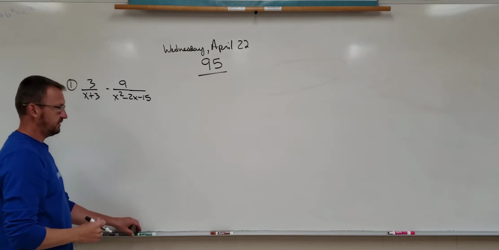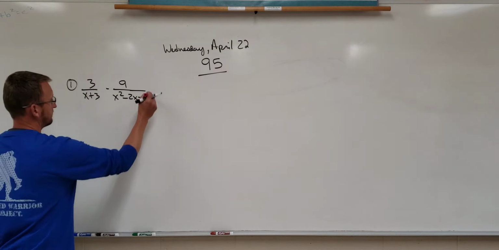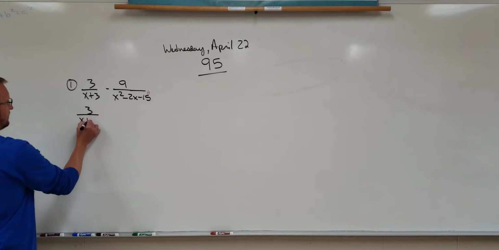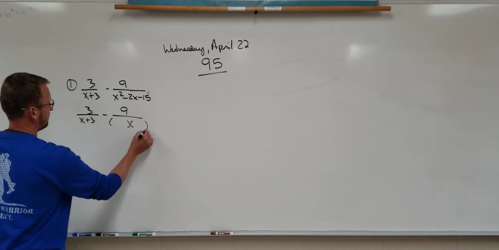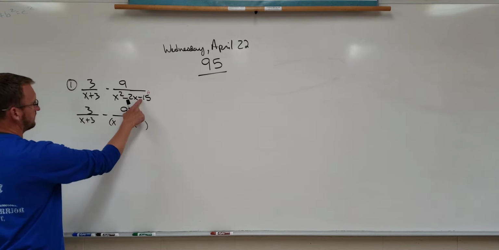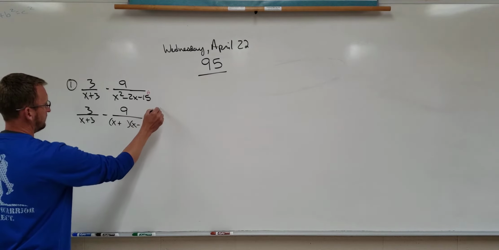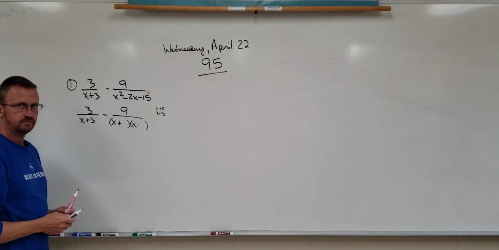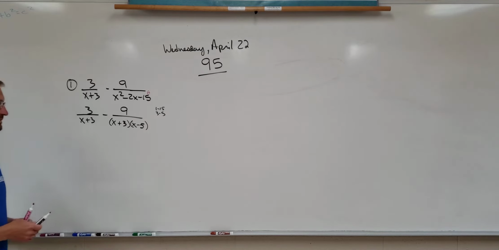Now, if you remember, one of the first things we have to do is make sure we factor. Okay, so step A is we need to factor this. So this stays 3 over x plus 3 minus 9 over x and x. This is negative, so I've got to have a positive and a negative. Factors of 15, 1 and 15, 3 and 5, and I need a negative 2. So it's going to be a minus 5 and a positive 3. Those are not like terms.